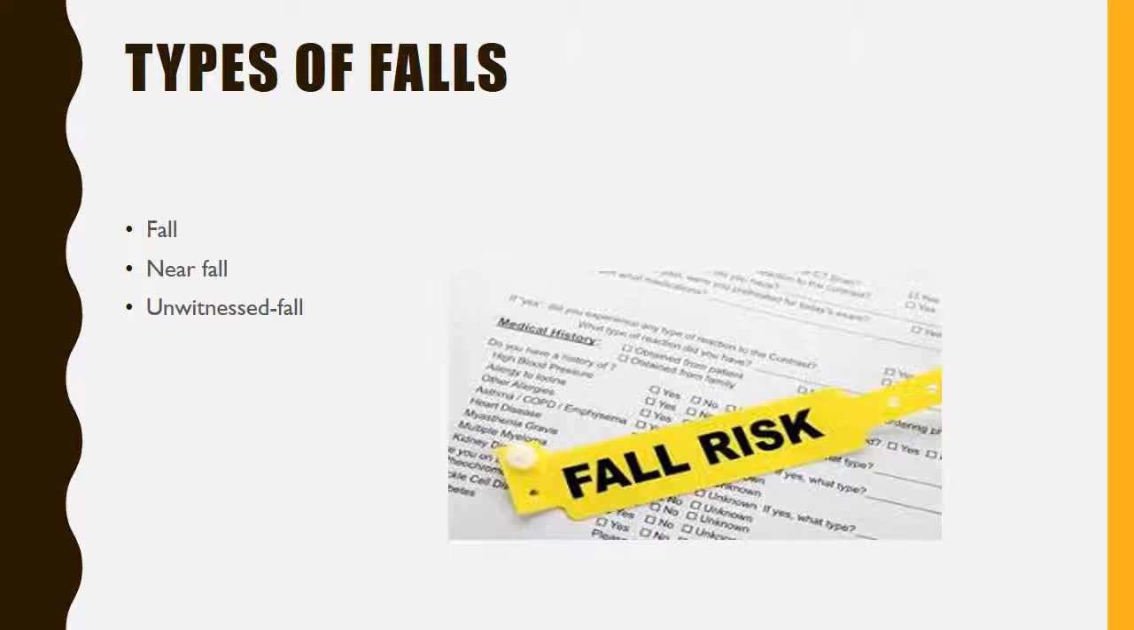A near fall is a sudden loss of balance that does not result in a fall or other injury. This can include a person who slips, stumbles, or trips but is able to regain control prior to falling. An unwitnessed fall is when a patient is found on the floor and neither the patient nor anyone else knows how he or she got there.